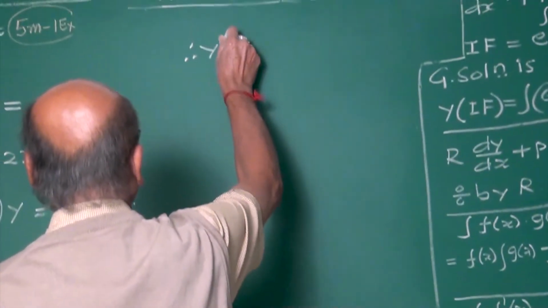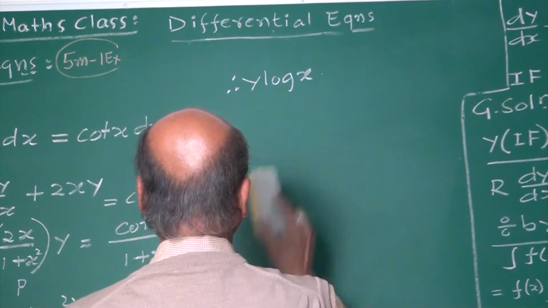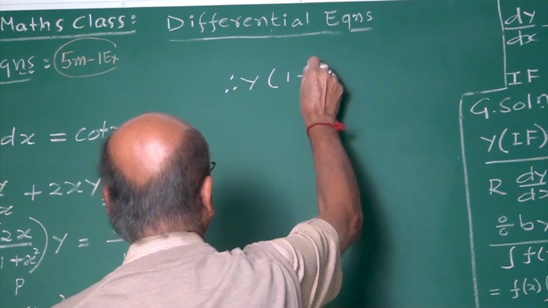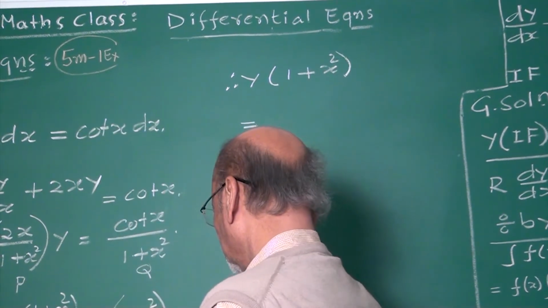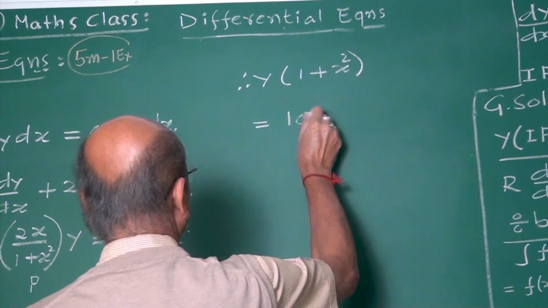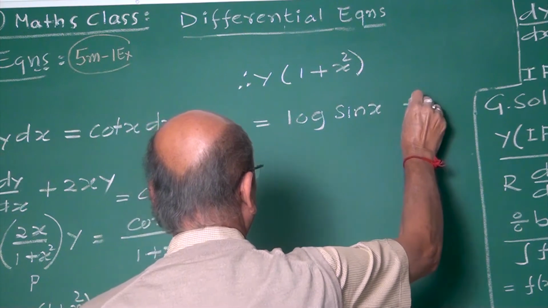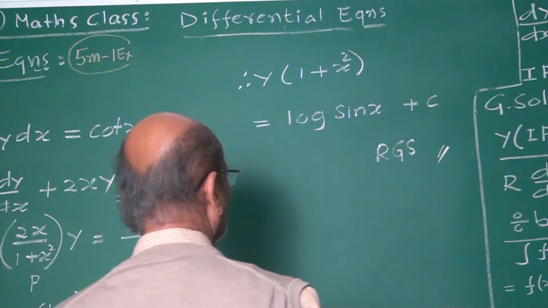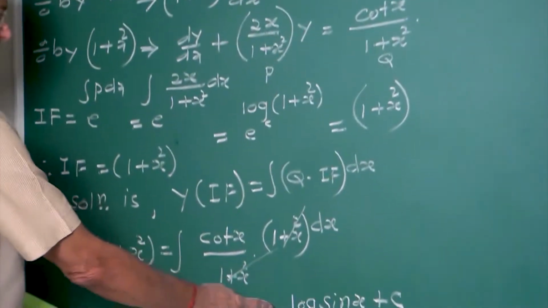Therefore, you get y into log x. No, y into 1 plus x square. This is log sin x plus c. And this itself is the required general solution. Cot, my friend. Cot means log sin x.